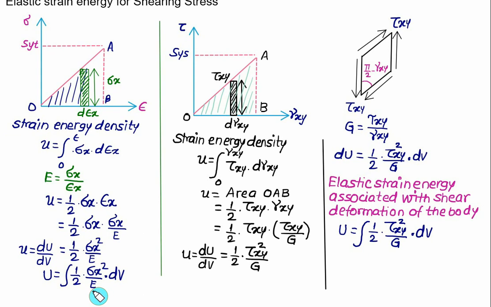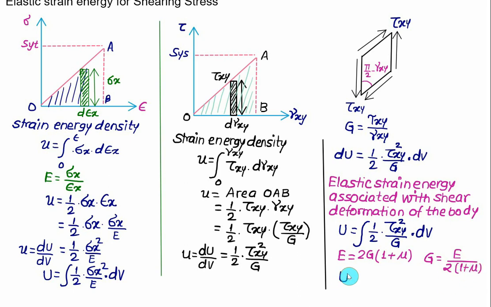Here Young's modulus E and the modulus of rigidity G are related by: Young's modulus is equal to 2 times G multiplied by 1 plus mu, where mu is the Poisson ratio. So we can replace the value of G in the denominator. We have G equal to E divided by 2 times (1 plus Poisson ratio mu).